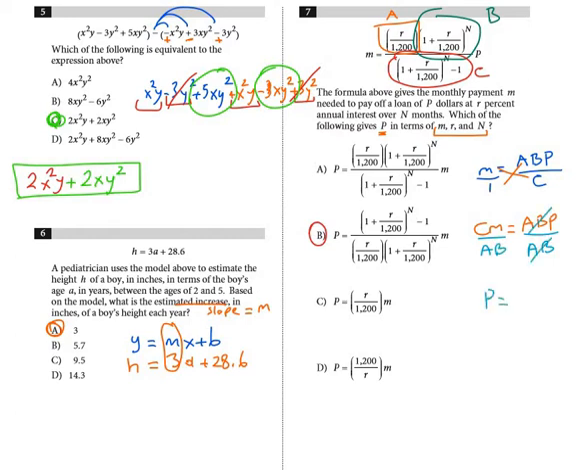So P equals C over AB times M, because M is given here separately. So we have to make it look like the options. So this is our answer. Now let's bring the pieces back. So C is 1 plus R over 1200 to the N minus 1, which is option B. And A times B, this was our A, this was our B, this is our C, and this is M here.